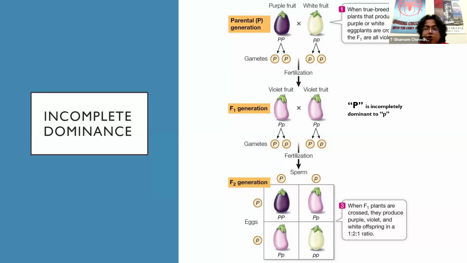Once again, as we mentioned before, you can have incomplete dominance if both alleles aren't completely dominant with one another. You can have a purple eggplant and a white eggplant combined to create a violet one. And then when they cross with themselves, you can have a 1 to 2 to 1 ratio. As you mentioned before, 2 heterozygous monohybrid parents create a 1 to 2 to 1 ratio, and a 9:3:3:1 ratio for dihybrid.